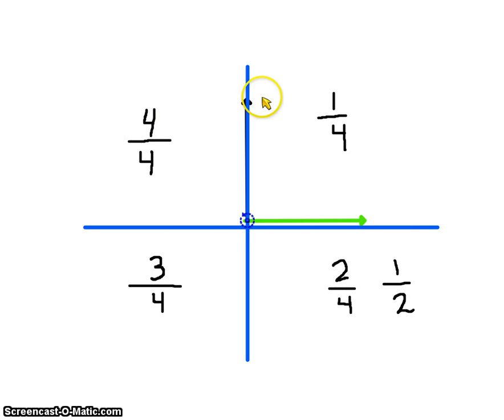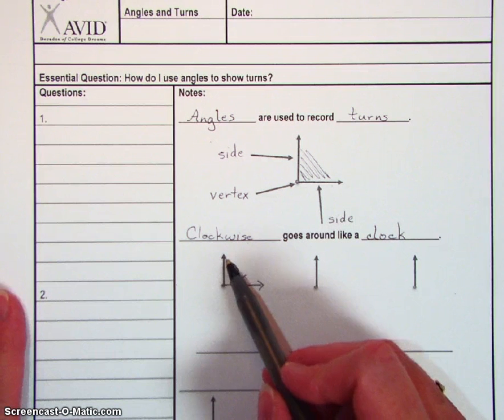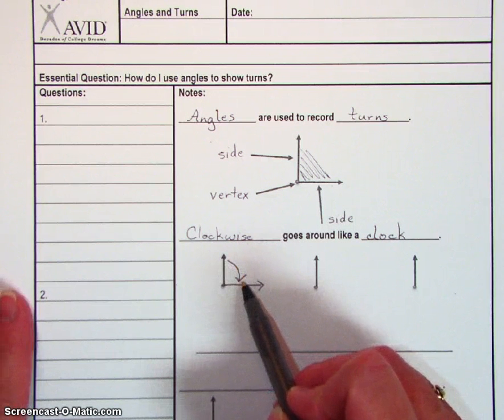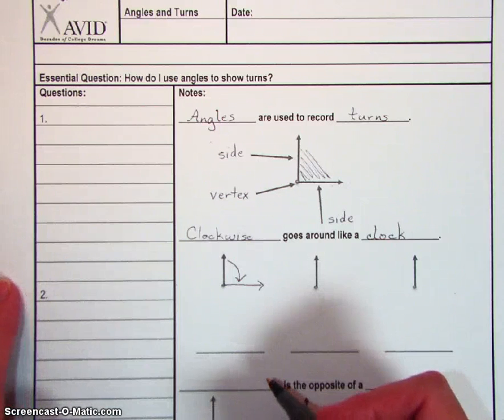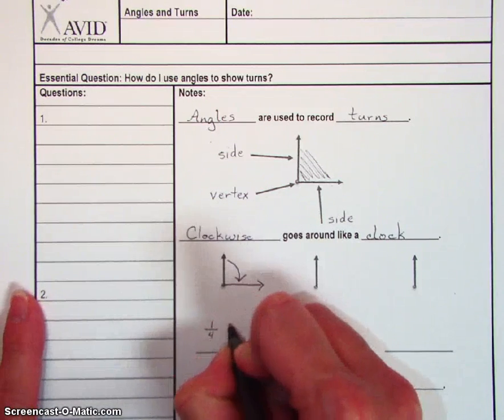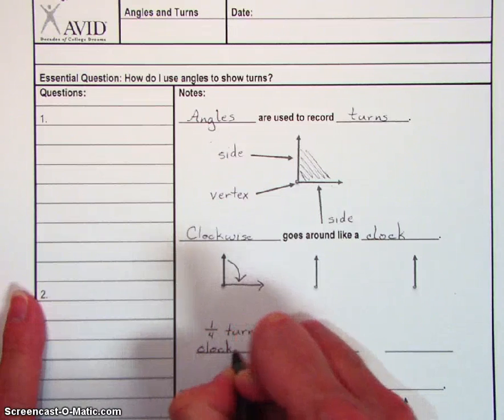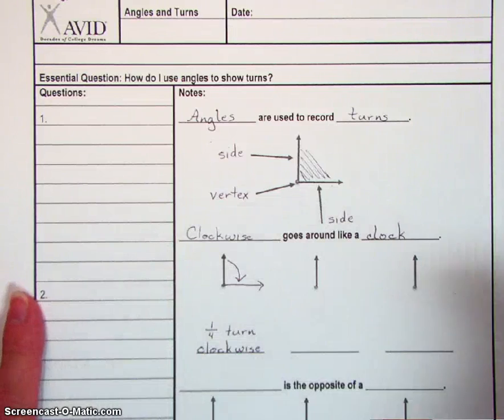So in our example, we saw that we moved from here over this direction. And we only moved it through the 1 quadrant, so we moved it 1/4 of a turn. So on our paper, we could say that we had a quarter turn clockwise. Quarter turn that was clockwise. So we're going to write that right here. 1/4 turn clockwise, because it went the same direction as a clock.